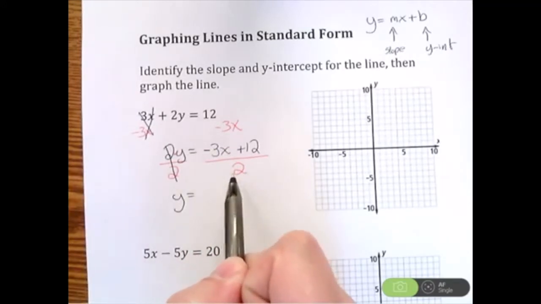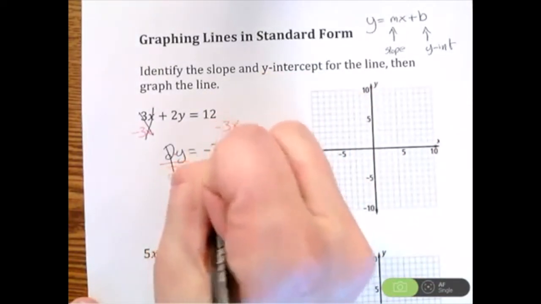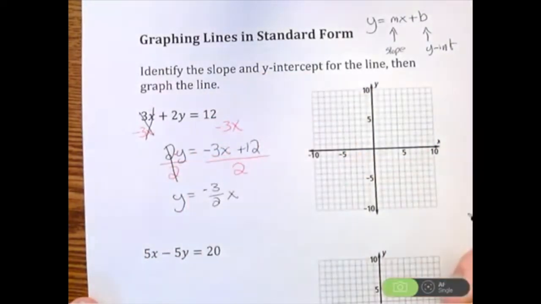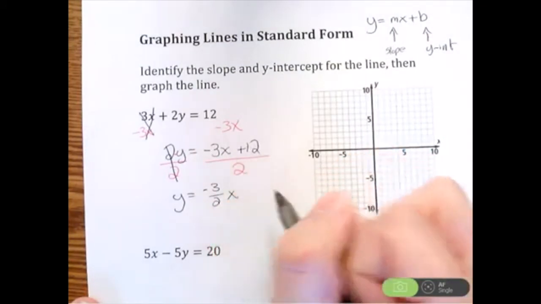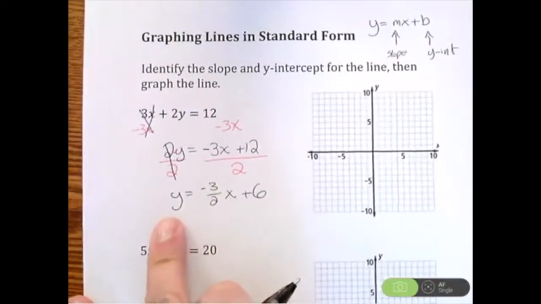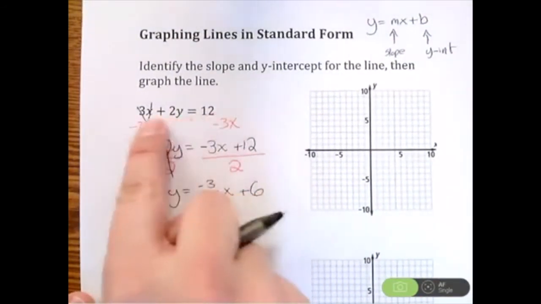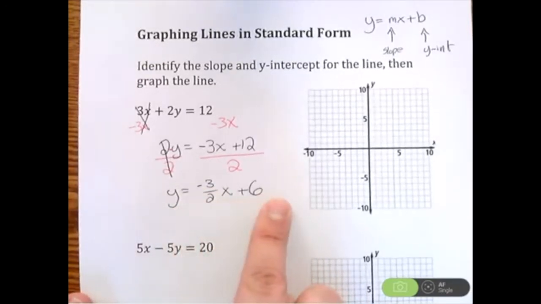And I know some of us have to depend on a calculator. If you work it all out and change it to a fraction, you get negative 3 over 2x, because the x does not go away. Then I have 12 divided by 2, which is 6. So now what was originally in standard form, I rewrote to something I know, which is slope-intercept form, y equals mx plus b. So y equals negative 3 over 2x plus 6.